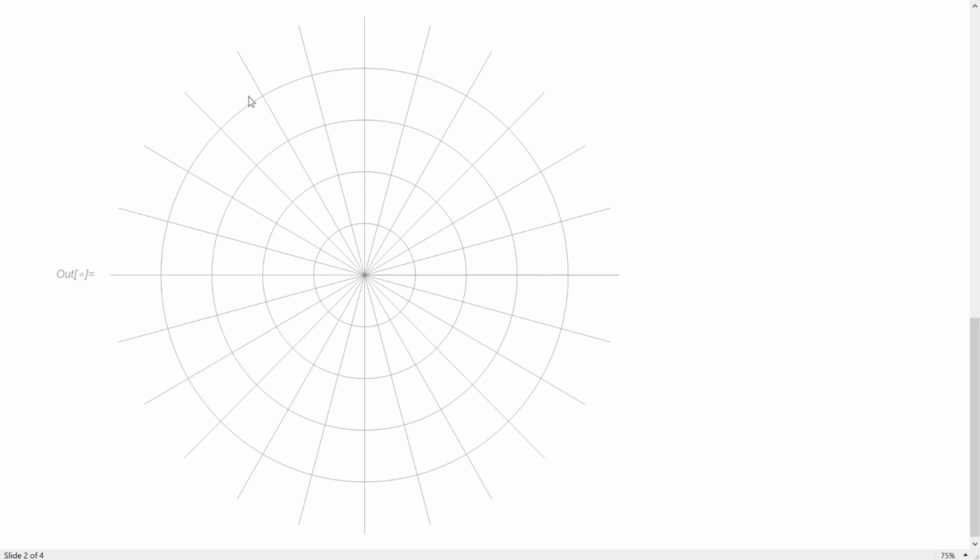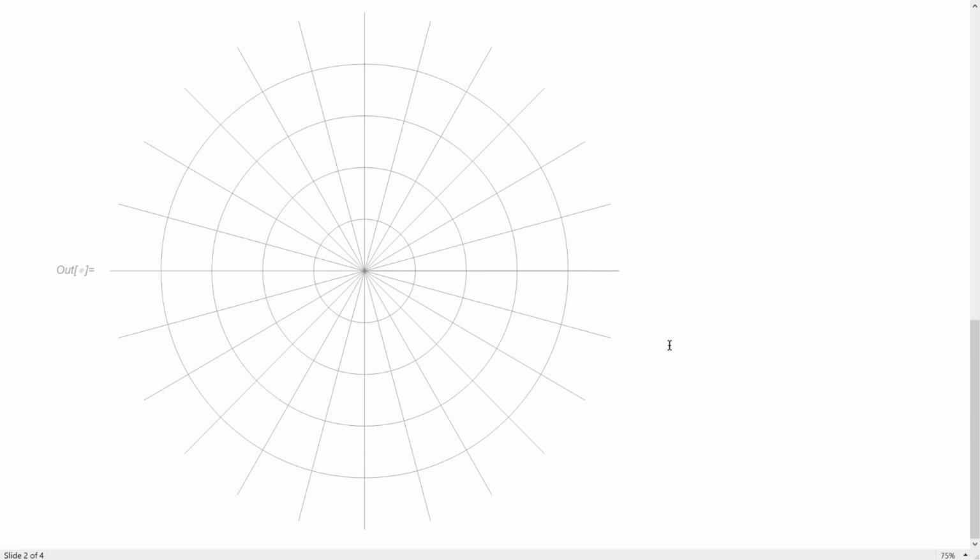And these other lines, these radial lines, would be theta equals 0, theta equals pi over 12, pi over 6, pi over 4, pi over 3, 5 pi over 12, pi over 2, and so on. You've probably seen a picture like this when you've studied the unit circle before. But this is our new graph paper. The circles represent the r value. These radial lines represent the theta value.